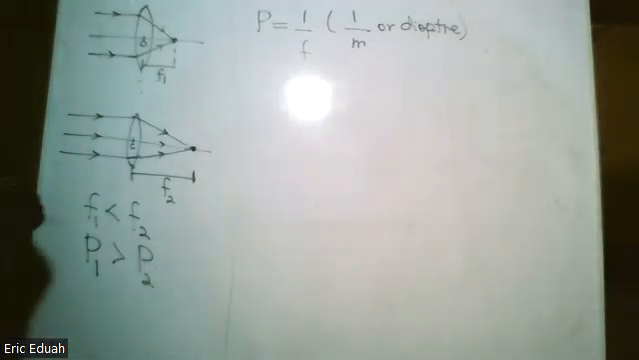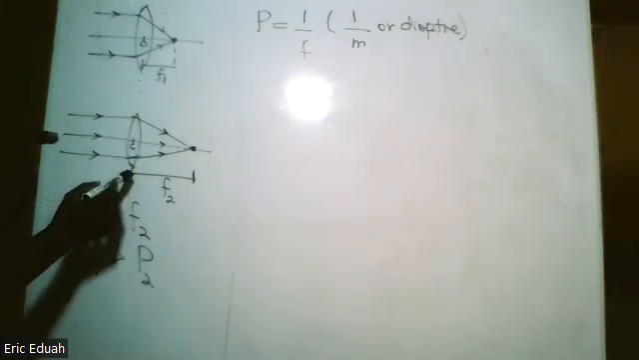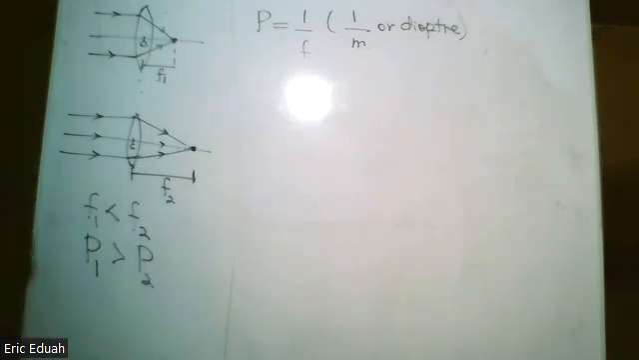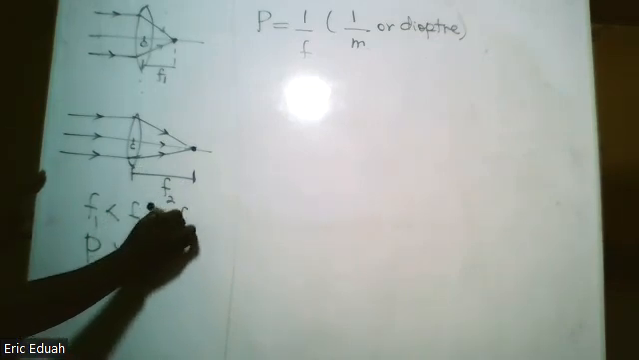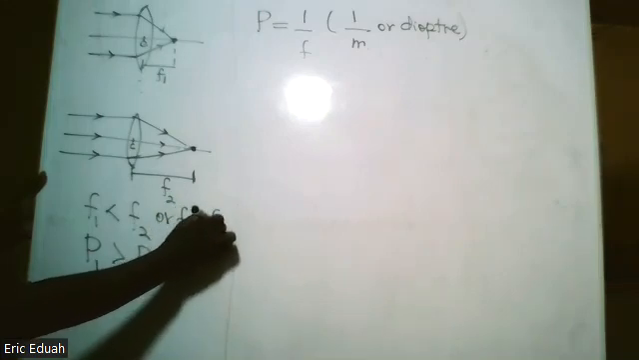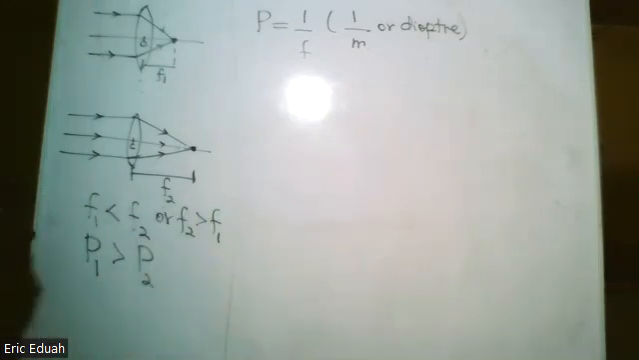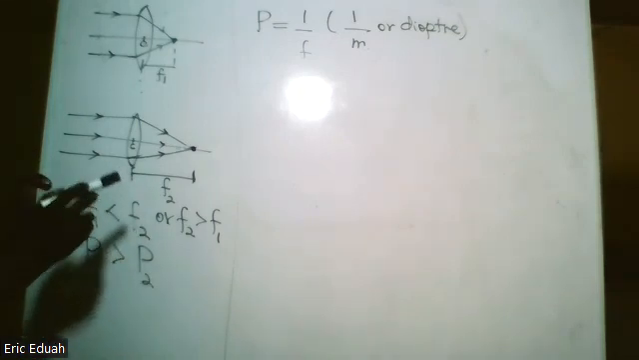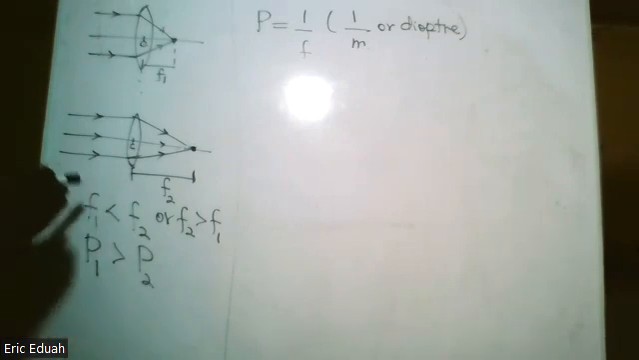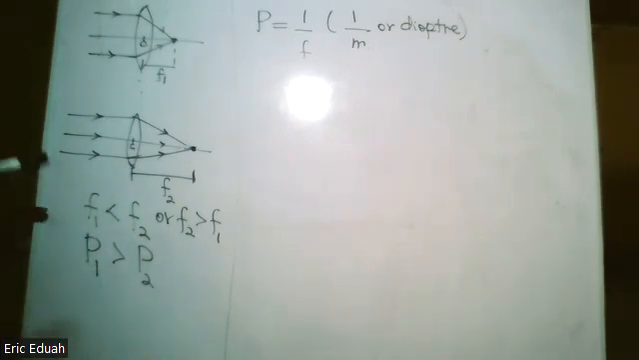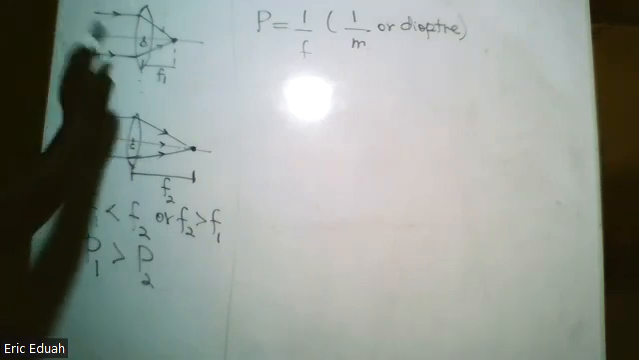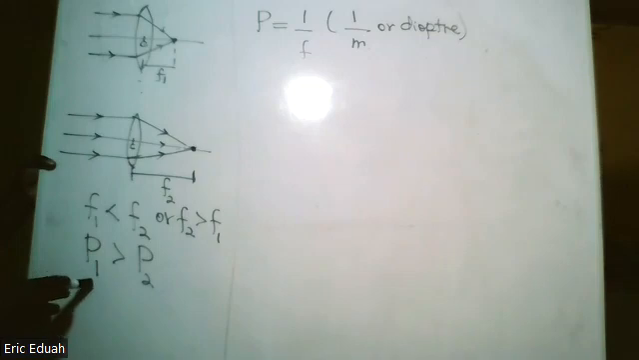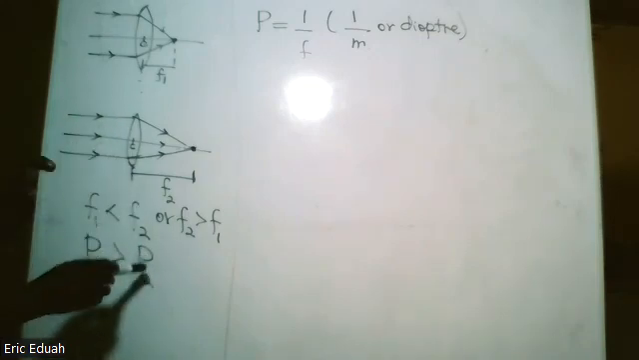So the focal length of 1 is less than the focal length of 2, or the focal length of 2 is greater than the focal length of 1. And if the focal length of 1 is less than the focal length of 2, then the power, the refracting power, of the lens with a shorter focal length is greater than the power of the lens with a longer focal length.